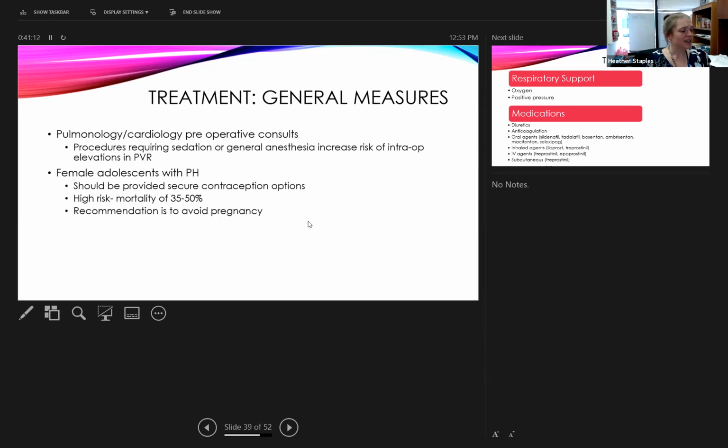So pregnancy can really complicate pulmonary hypertension in women and cause it to be significantly worse. So female teenagers really should be on birth control if they have pulmonary hypertension. The risk of mortality, as you can see here, is incredibly high.